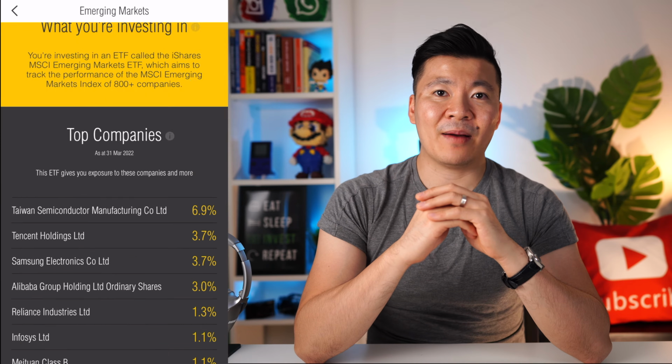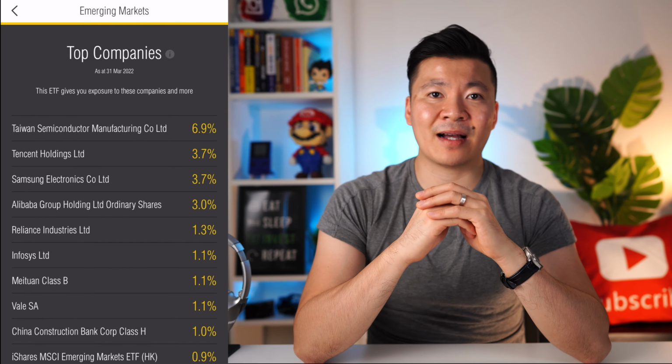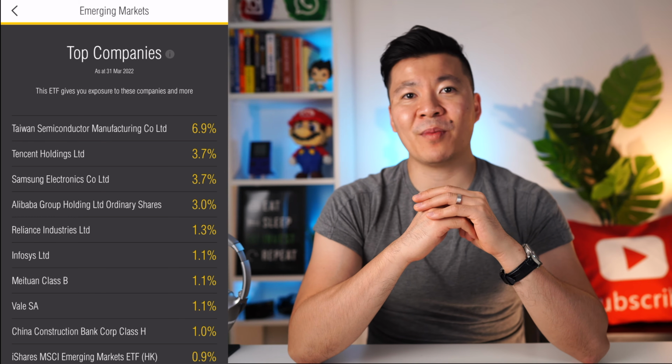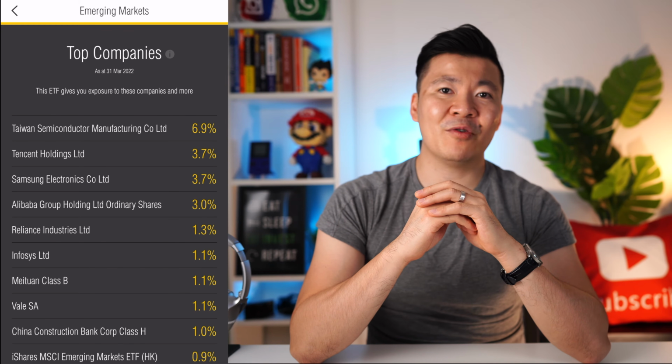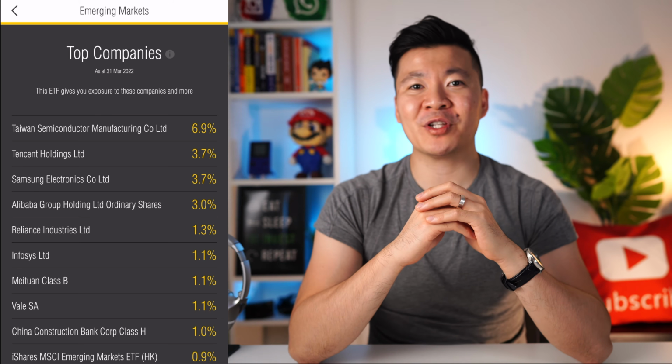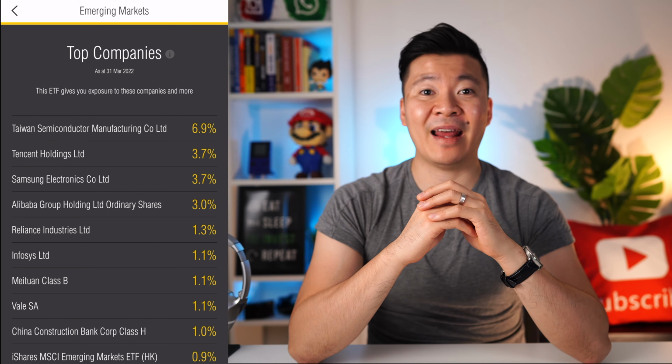If we look at the top 10 companies, they include the Taiwan Semiconductor Company, which is the largest semiconductor chip manufacturer in the world, which is a very important component for electronic goods. They also have Tencent, which owns WeChat, which is the most popular social media app in China, Samsung, which is a Korean electronics company, which I'm sure you've heard about, and of course Alibaba, which is the largest e-commerce company in China, and Asia for that matter.